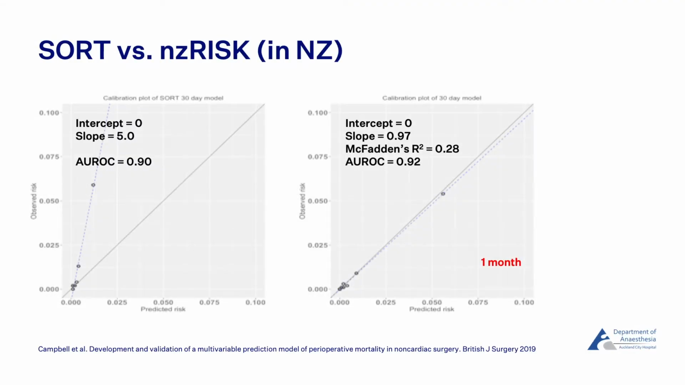On the left is the calibration plot for the surgical outcome risk tool, which is a high quality, well-validated risk tool based in the UK. The area under the receiver operating characteristic is 0.9 in a New Zealand population, which makes it sound like it's accurate. But if you look at that calibration plot, the calibration slope is 5 times the line of unity, which means there's 5 times more risk being calculated by SORT than in a New Zealand population. It is not accurate in a New Zealand population.